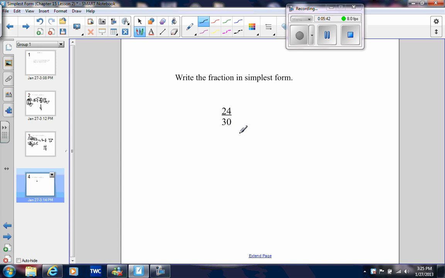All right, 24/30 is our next one. Now, there's lots of ways to make 24, so I start thinking about 1 and 24, 2 and 12, 3 and 8, and 4 and 6. That line kind of goes right down between these here. 3, 8, 4, and 6.